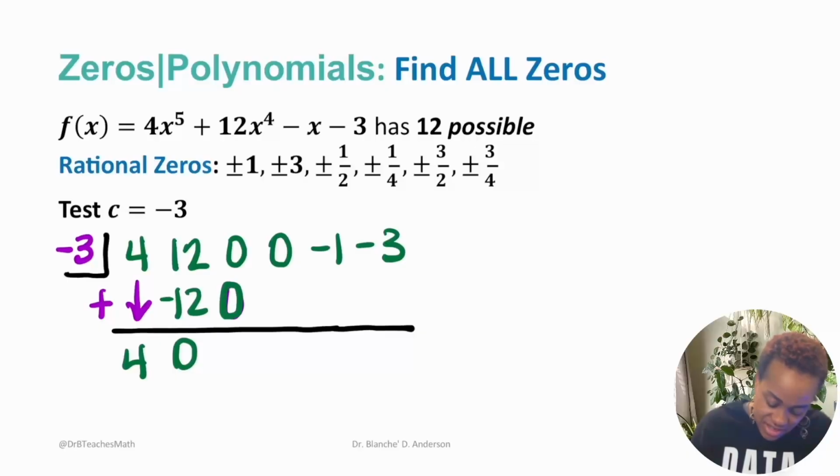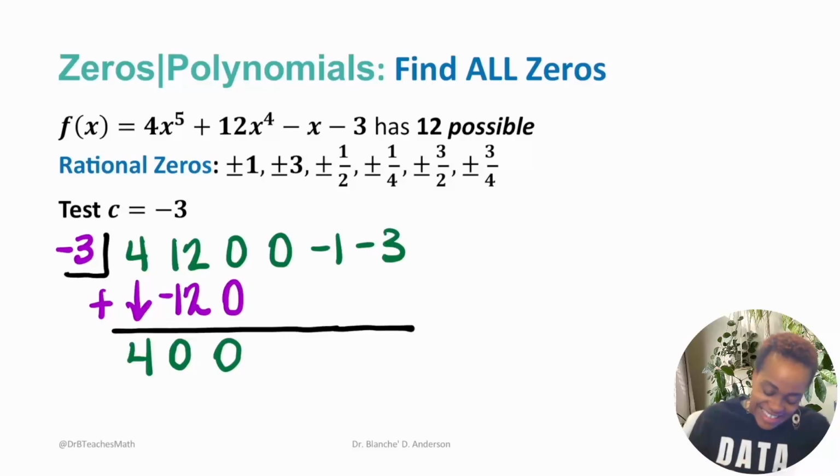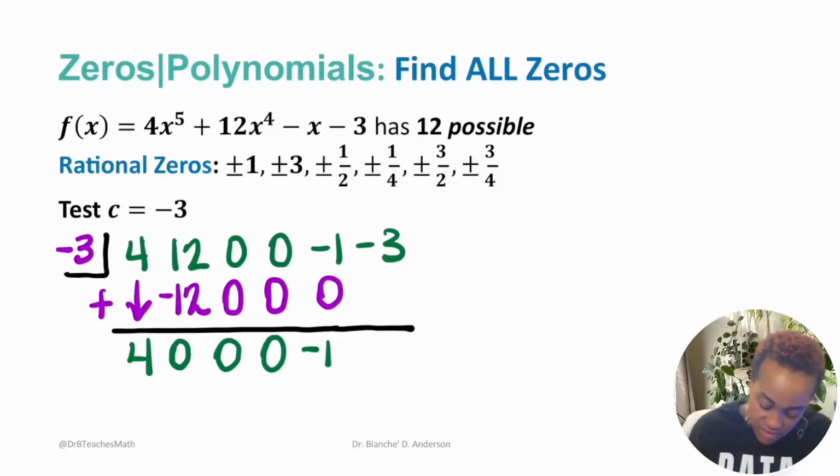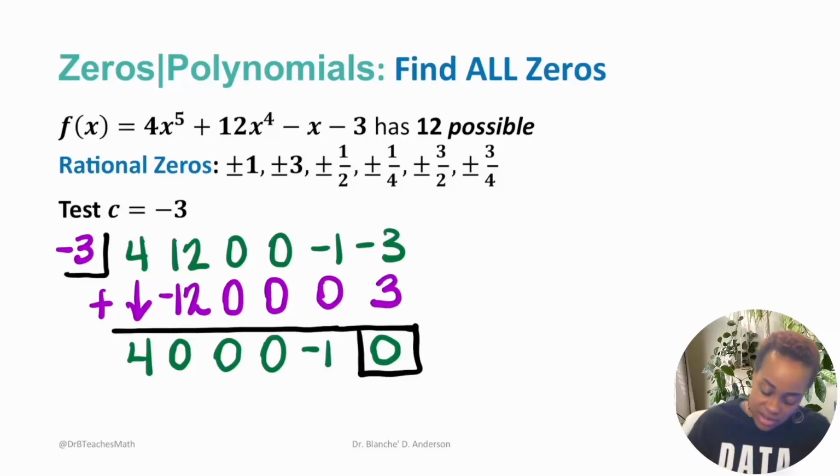0 times -3 is 0. Don't y'all judge me. 0 plus 0 is 0, right? Fixed it. 0 times -3 is 0. 0 plus 0 is 0. 0 times -3 is 0. Y'all see what's happening? I think it's going to work, right? -1 plus 0 is -1. And then -1 times -3 is going to give us a +3. And look at that. We get a remainder of 0. That's what we wanted.